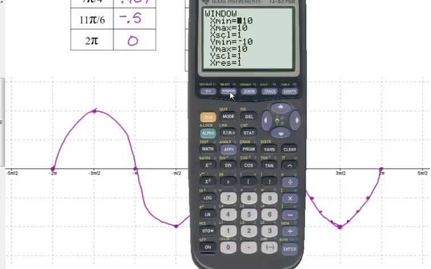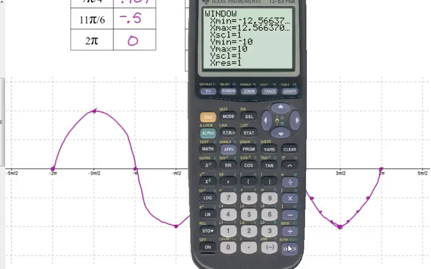Now, to show you that we can go beyond 2 pi and negative 2 pi, I am going to go negative 4 pi to positive 4 pi. And you can type in pi right here, but when you do and you press enter, it's going to convert it to decimal form, but that's okay. Okay, so I'm going to go negative 4 pi to positive 4 pi.